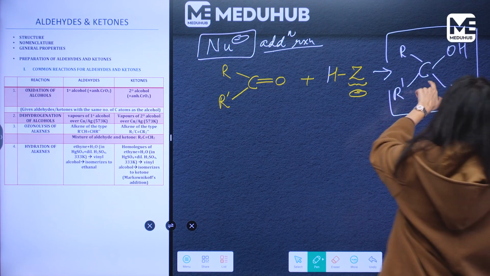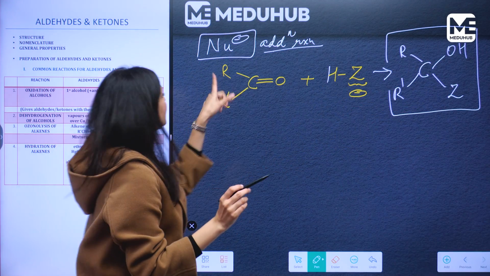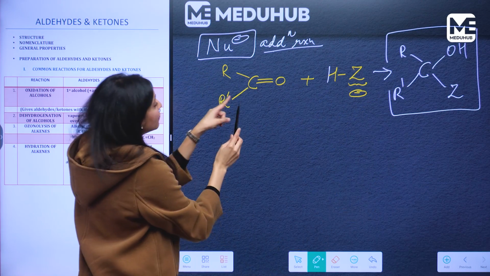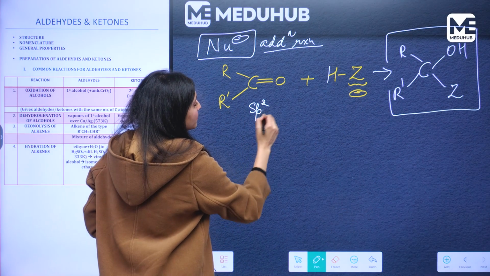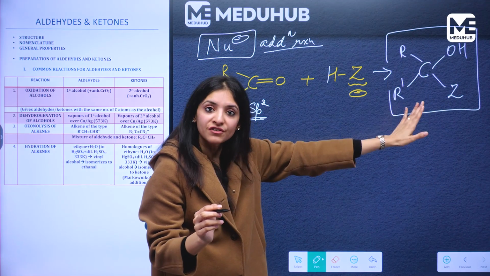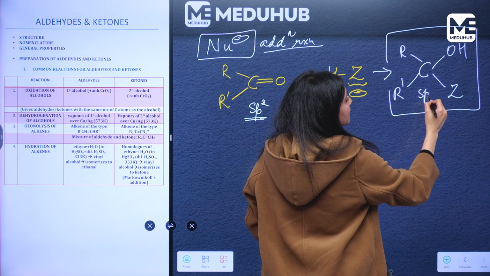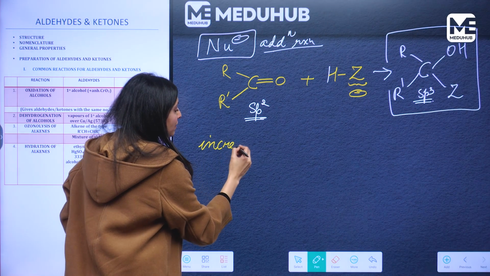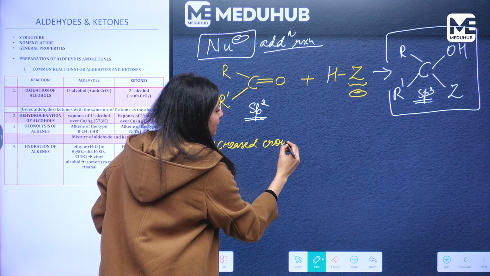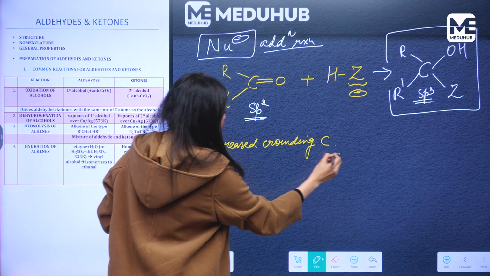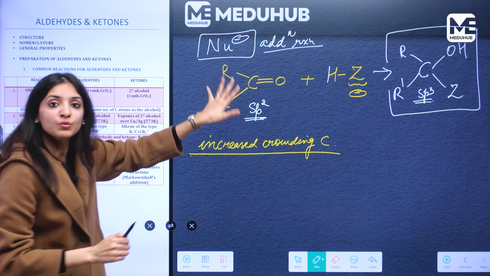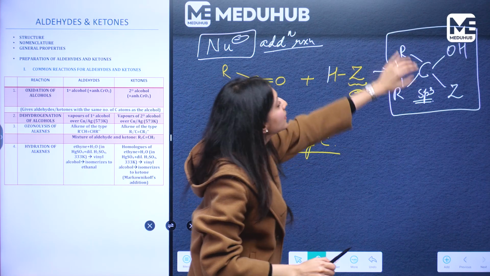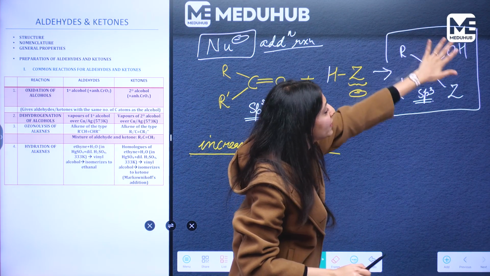Now look at this carbon here. This carbon is tetravalent now. Initially, all four valencies are satisfied by different groups here. Here it is sp2 hybridized. Now the hybridization after the addition reaction has changed to sp3. So this obviously means that there is increased crowding around the carbon atom. Here only 3 groups are attached, 1 oxygen atom and 2 R and R dash groups. When a nucleophile attacks, we have now 4 groups here, R, R dash, OH and Z.